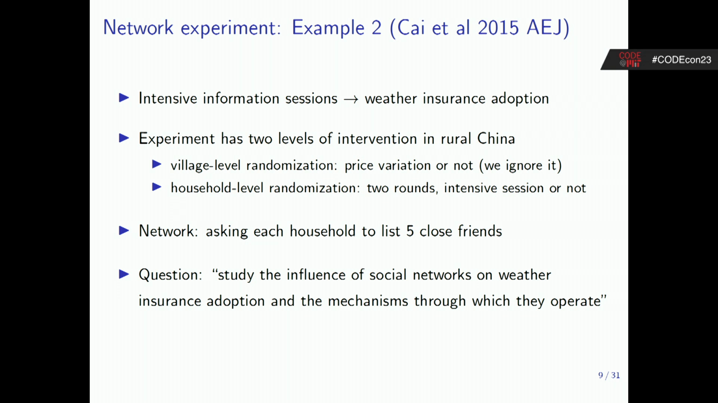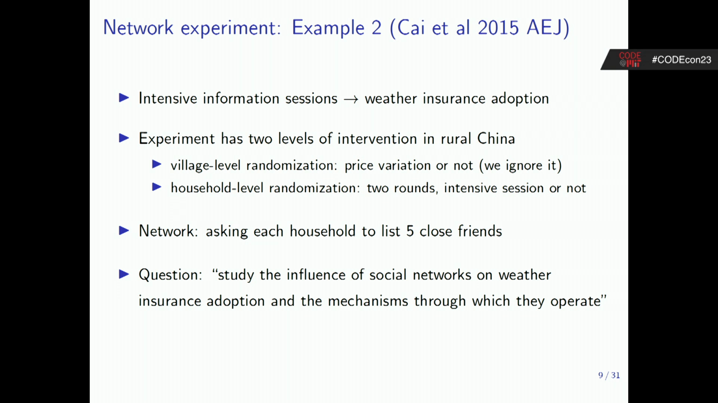Also, this experiment has 2 levels. The first level is on the village because there's some price variation on the village level, but we will ignore this level of randomization and focus on the second level on household. For each household, they are either randomized to the first round or the second round, or the intensive session or not. So actually, it's a complicated experiment. 2 levels, the second level has 2 factors, two binary interventions. And they also construct the network by asking each household to list 5 close friends.